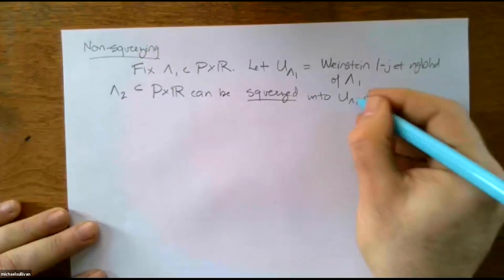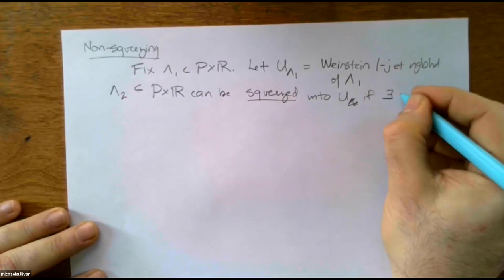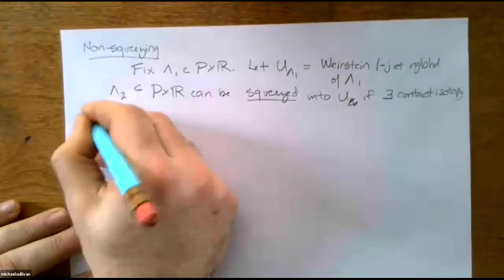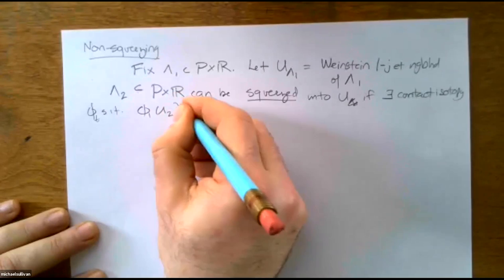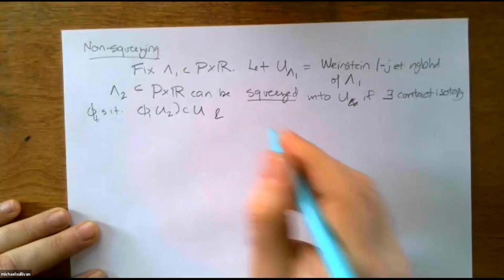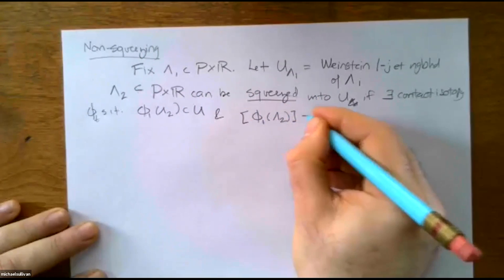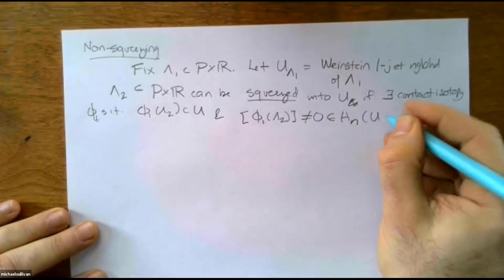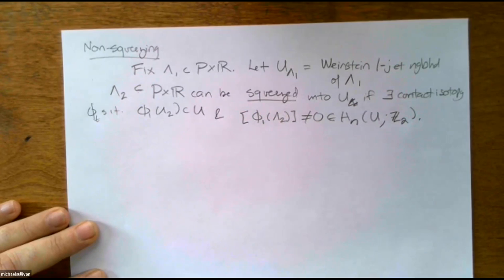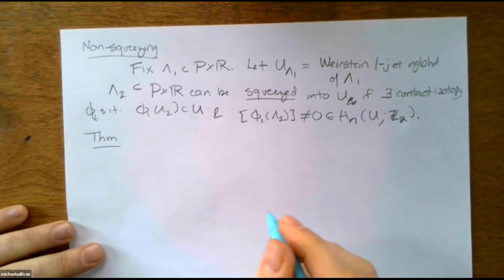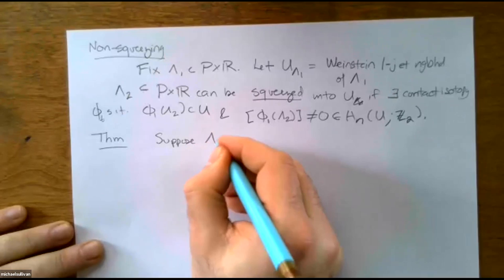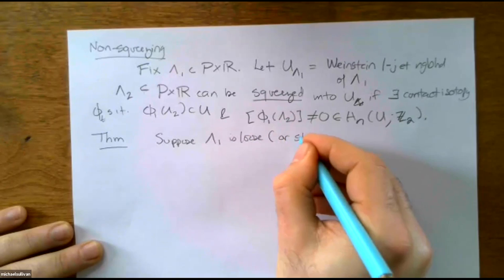if there exists a contact isotopy phi_t such that phi_1 of lambda 2 is in U, and if you look at the homology class of this, the top homology class, it's not going to be zero with Z2 coefficients. Okay, and so then a theorem that uses the same sort of barcode stuff as the previous one says that, suppose lambda 1 is loose, or in the one-dimensional case, stabilized, and lambda 2 has an augmentation.